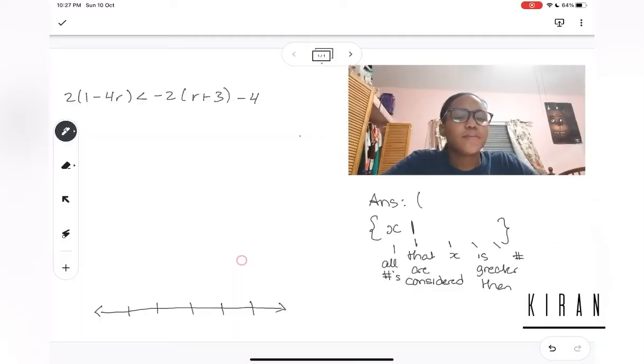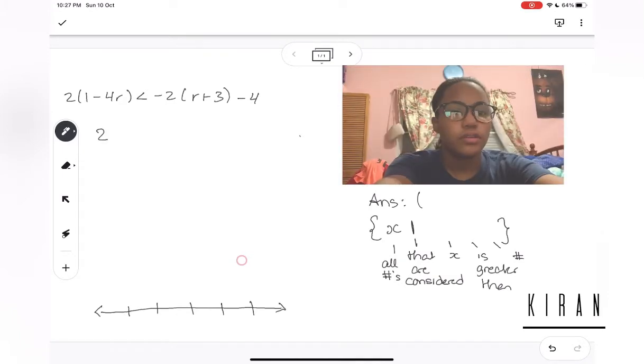My group and I will be presenting to you on solving inequalities. Hello, my name is Kiran and I will be showing you how to solve linear inequalities.